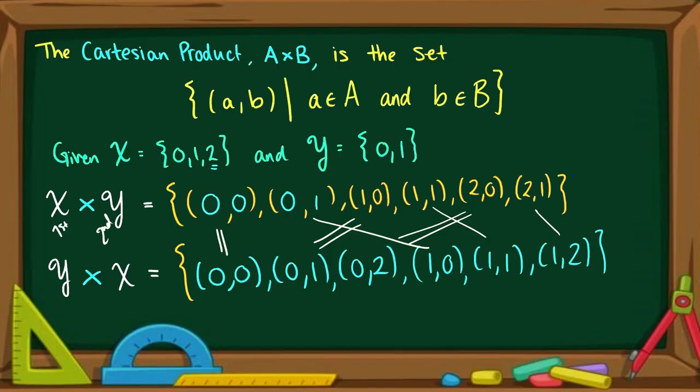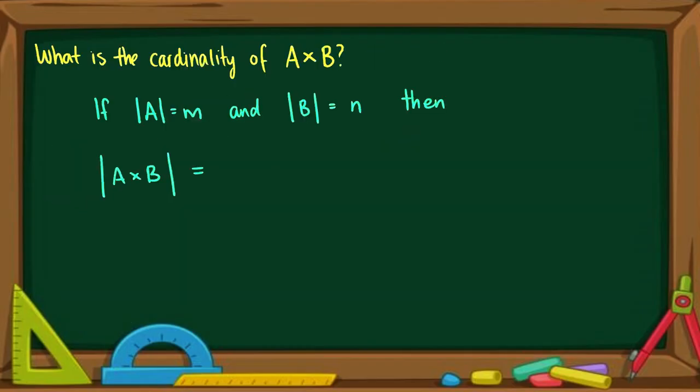Well, Y cross X would mean first from Y and second from X, so of course these would be flipped. So that's the Cartesian product. Now, if we can make the Cartesian product, we can also talk about the size of that Cartesian product.